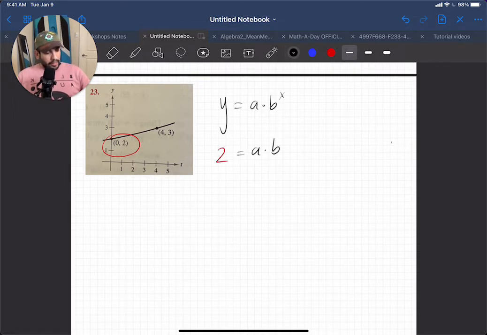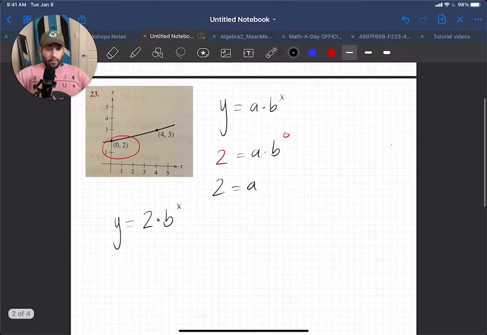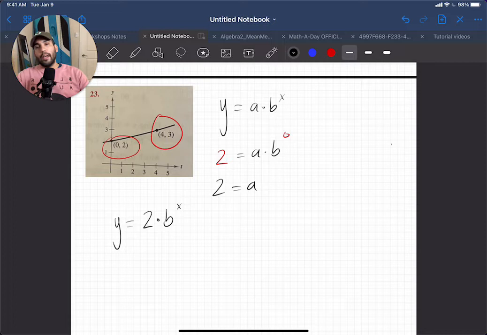I'm going to plug that in there. If you notice that b to the power of 0 is always equal to 1, so we have 2 equals a. This is great because now we have the equation y equals 2 times b to the power of x, and all we need to do is find the value of b. That's when we plug in the other coordinate, (4, 3). So when x equals 4, y is equal to 3. Let's plug that in.